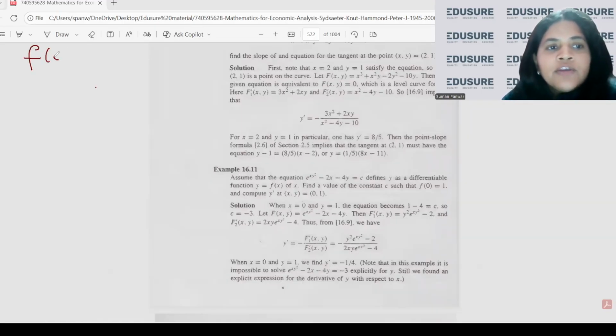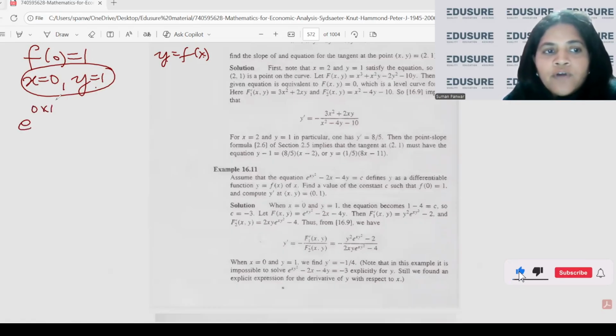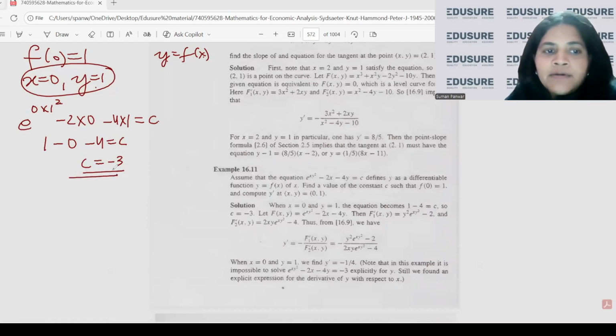Okay, so f(0) equals to 1 means x equals to 0 and y equals to 1. Why? Because y is equal to f(x). So when I put x equals to 0, I get y equals to 1. So that means I have to put the values over here. So e power 0 into 1 square minus 2 into 0 minus 4 into 1 equals to c. So e power 0 is 1 minus 0 minus 4 equals to c. So c is coming out to be minus 3. Okay, so my equation is now e power xy square minus 2x minus 4y equals to minus 3.